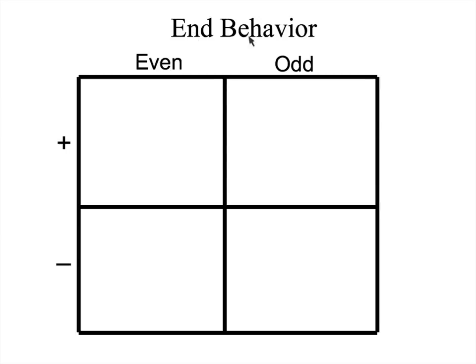So to understand end behavior, we have odd versus even degree. So let's put the word degree real quick. Odd versus even degree is going to be on the top, and on the side is positive or negative lead coefficient. What that means is when we look at a function and we look at its degree, it's either even or odd. And then we look at the lead coefficient, it's either positive or negative. And each of those work together to describe the end behavior, or how it behaves on the edges.